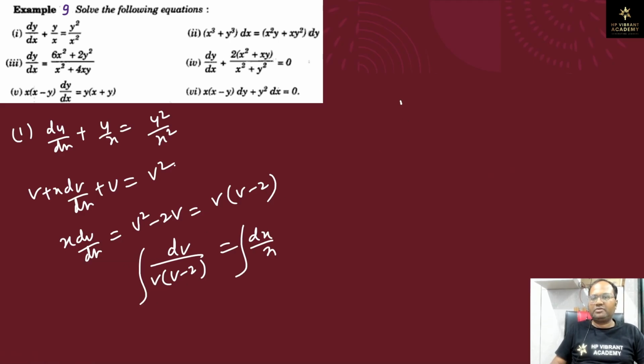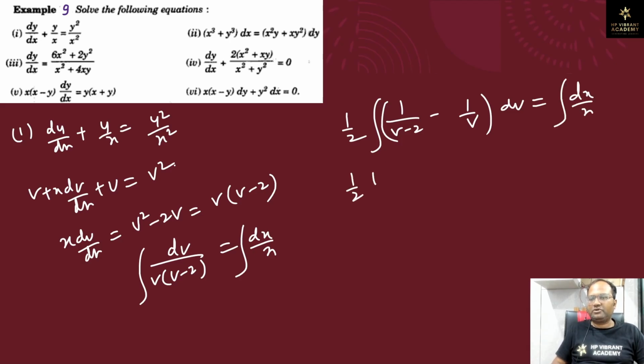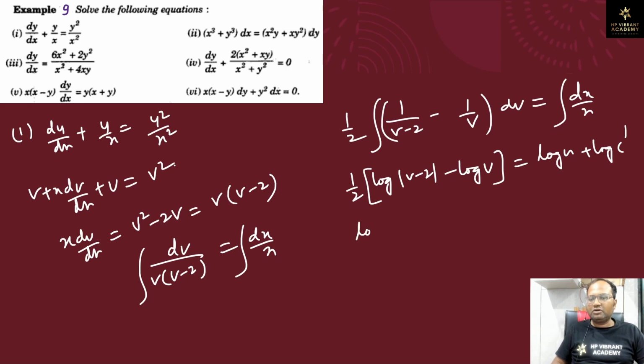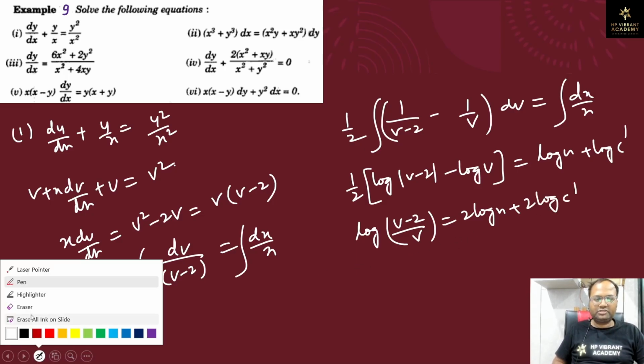So from here we have 1 upon v minus 2 minus 1 upon v, okay, half, dv is equal to integration of dx upon x. So this is half of log of v minus 2 minus log of v is equal to log x plus log c dash. So this is log of v minus 2 upon v is equal to 2 log x plus 2 log c dash. Okay, let us further simplify this.